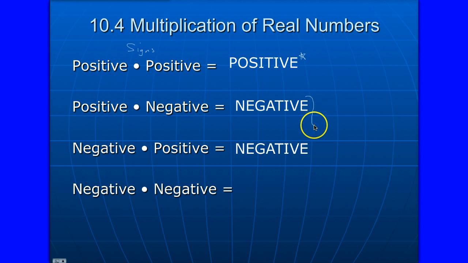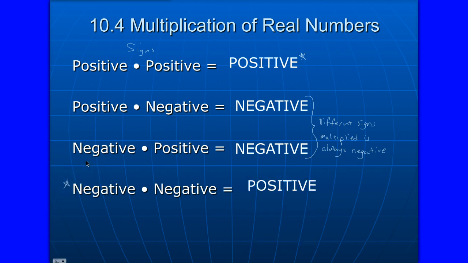One thing that you can think of here is different signs multiplied is always negative. The last one down here, negative times a negative, is the really weird one that's really hard to explain, but it's true that a negative times a negative is positive.